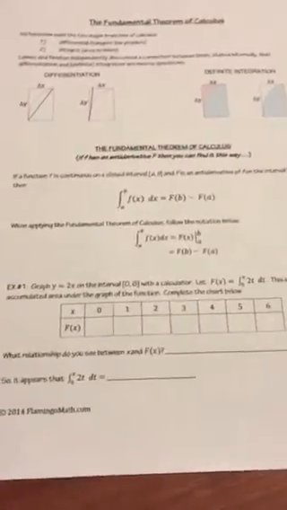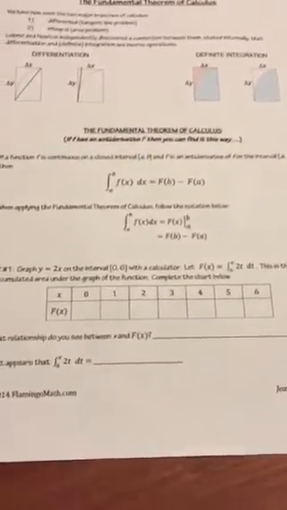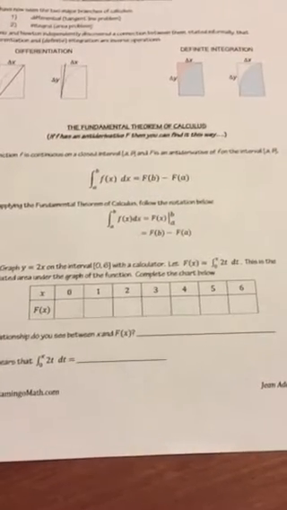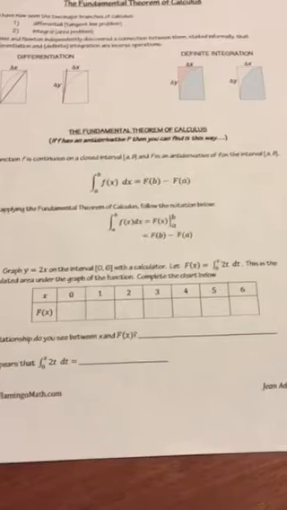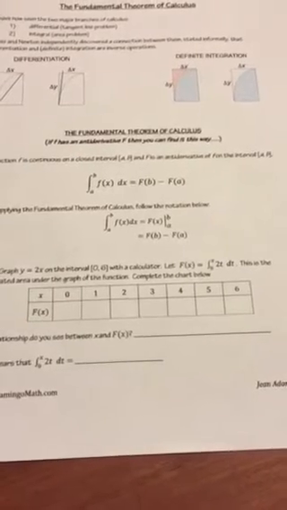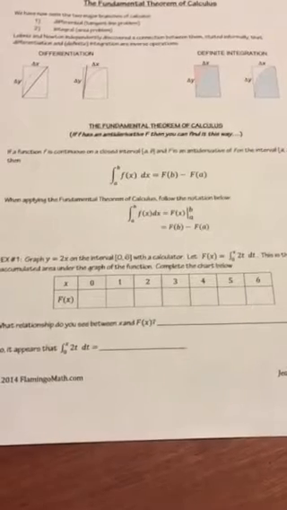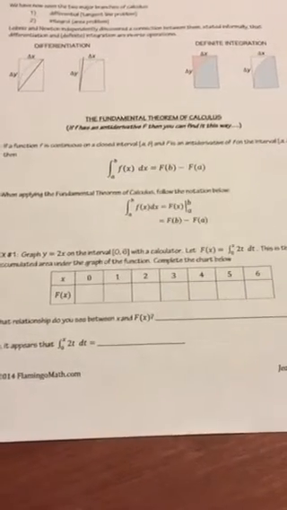Example 1. Graph y equals 2x on the interval from 0 to 6 with a calculator. Let capital F of x equal the integral from 0 to x of 2t dt, and this will be the accumulated area under the graph of the function.